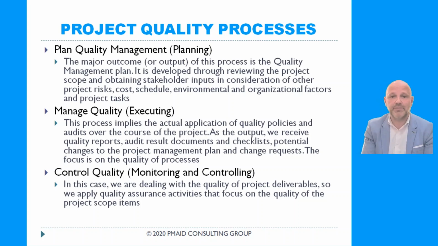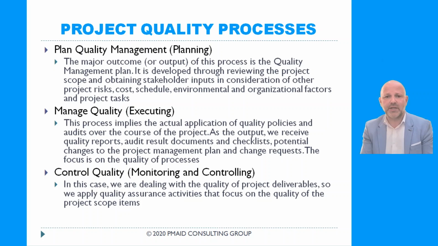The major outcome of this process is the quality management plan, one of the subsidiary plans. It is developed through reviewing the project scope and obtaining stakeholder inputs in consideration of other project risks, cost, schedule, environmental and organizational factors, and project tasks. And by doing so, we establish the plan, what our quality standards are and how we are going to manage our quality, how we are going to audit our quality to make sure that we are not deviating from what we planned. Manage quality, it is an executing process.